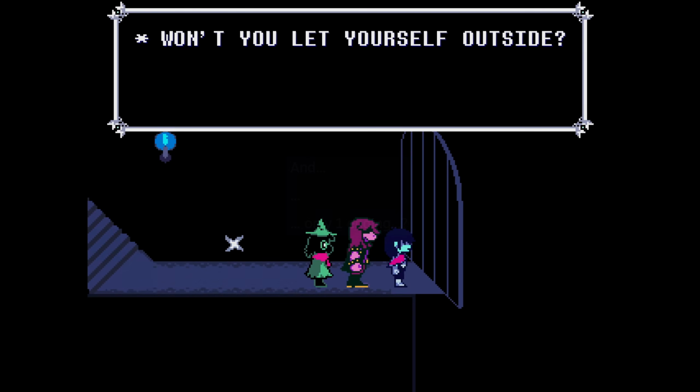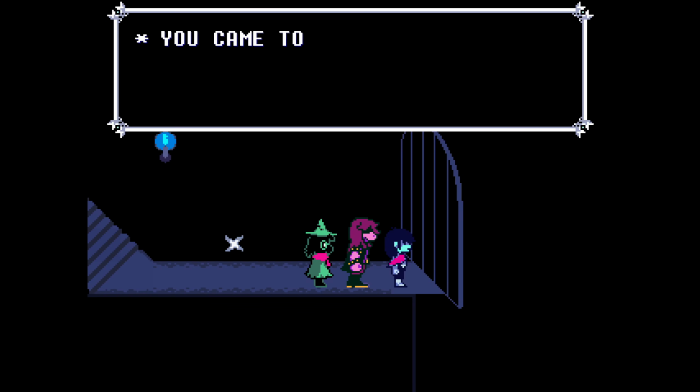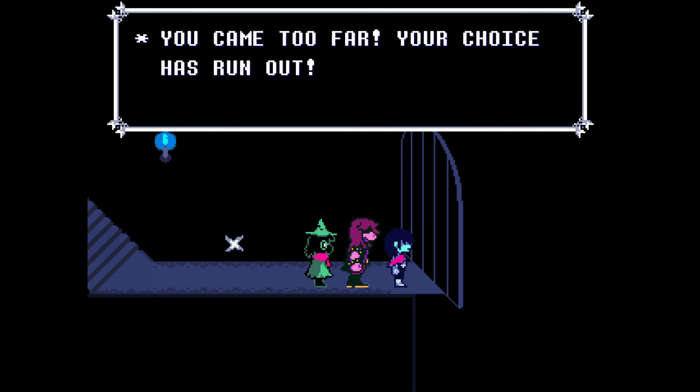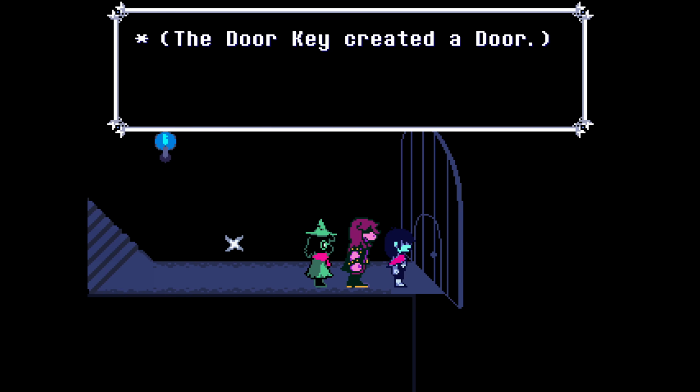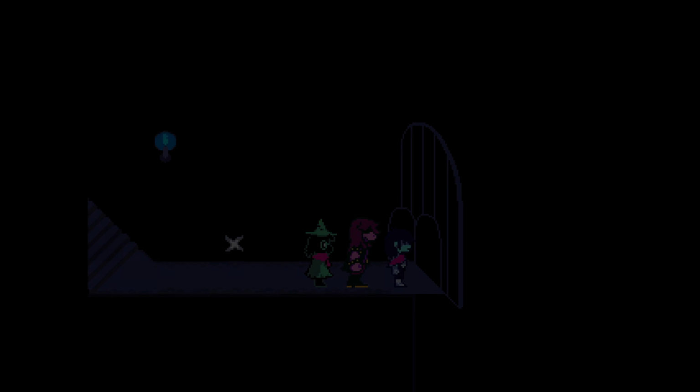By including false choices, Deltarune reinforces its story's themes through how it disallows the player from affecting change in that story, which allows those false choices to add to the meaning of its story.